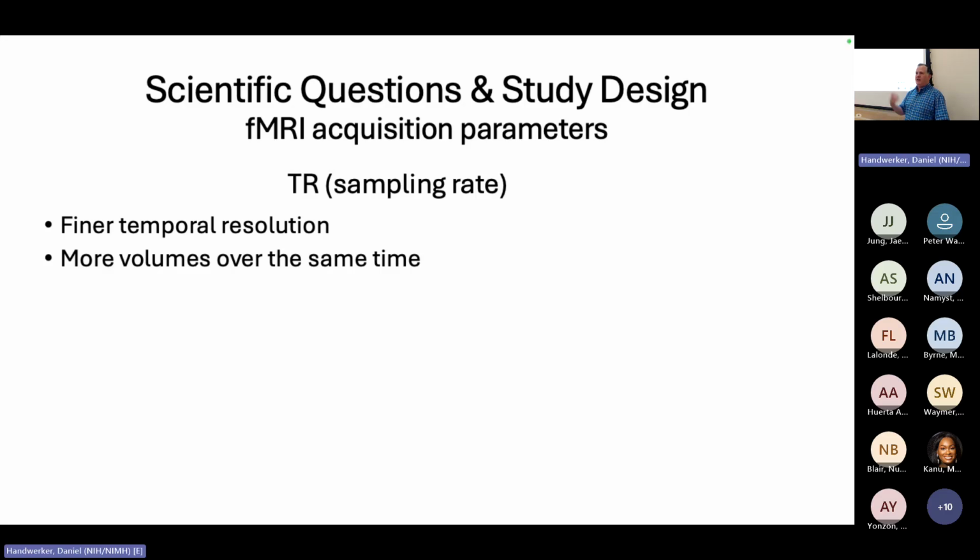And there are other artifacts that are easy to remove with a faster TR. The other benefit of a shorter TR is you get more volumes over time. So if you're collecting data for 5 minutes, with one TR you might get 150 volumes, and all your stats are going to be on 150 data points. Or you could collect 300 volumes, and all your stats are on 300 data points. So those are all benefits.